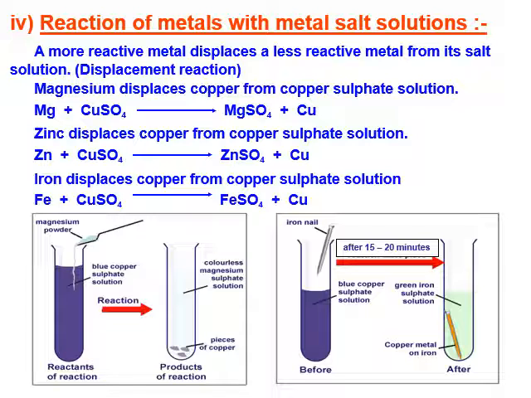Now you can see in the picture, when magnesium powder is added to copper sulfate solution, which was blue in color, a reaction happens and magnesium sulfate is formed, which is colorless. In the second case, when a nail is added to the blue copper sulfate solution, after 10-15 minutes you can see the change of color, that is, formation of green iron sulfate solution. So this color change shows that these metals are more reactive than copper.